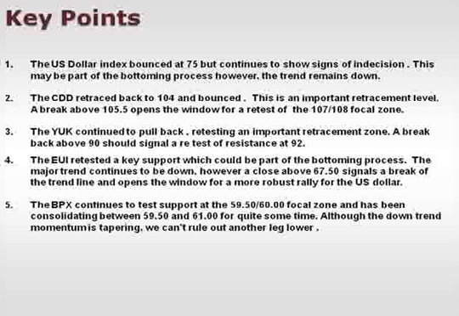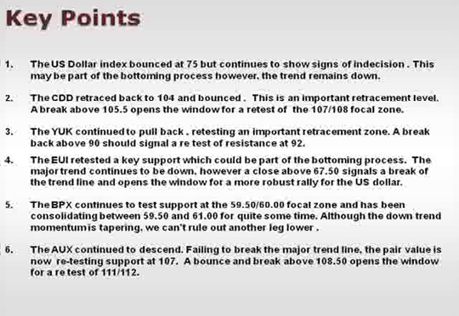The BPX continues to test support at the 59.5-60 focal zone and has been consolidating within 59.5-61 for quite some time. Although the downtrend momentum is tapering, we can't rule out another leg lower. The AUX continued to descend, failing to break the major trend line. The pair value is now retesting support at 107. A bounce and break above 108.5 opens the window for a retest of 111, 112.